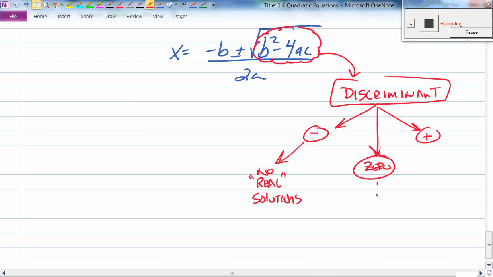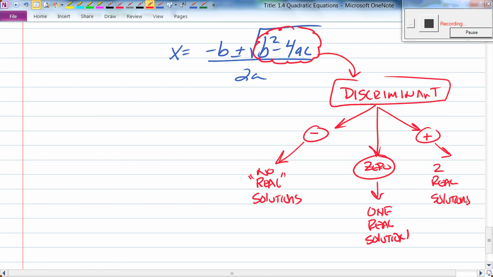What if it's 0? What does it tell you? There is only one real solution. You got it. And by real, I meant real numbers. Real number solution. And then if it's positive, what does that mean? There are two real numbered solutions.